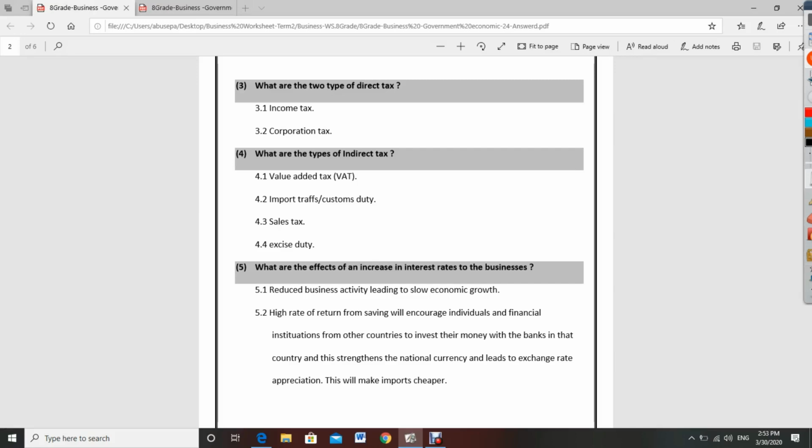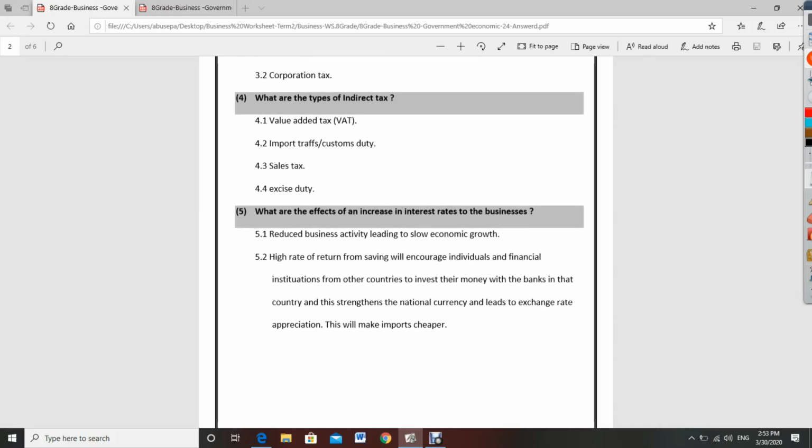Question number 5, what are the effects of an increase in interest rate on a business? First, reduced business activity leading to slow economic growth. A high rate of return from saving will encourage individuals and financial institutions from other countries to invest their money with the banks in that country, and this strengthens the national currency and leads to exchange rate appreciation. This will make imports cheaper for sure.